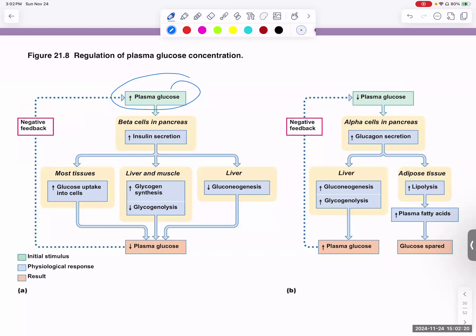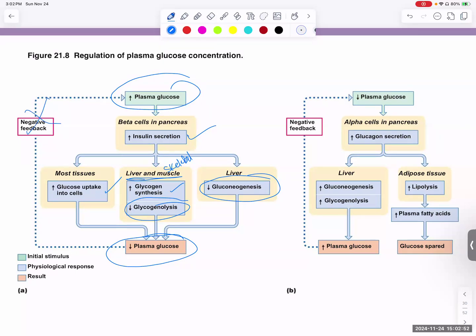If it goes up, beta cells secrete insulin. If you don't have diabetes, then glucose is going to be taken into most of your cells. You're going to store that glucose as glycogen in your liver and skeletal muscles. And you're going to stop the breakdown of glycogen. You're also going to not produce new glucose in the liver, so no gluconeogenesis, and this lowers plasma glucose levels back to normal. So you stop secreting insulin, right?